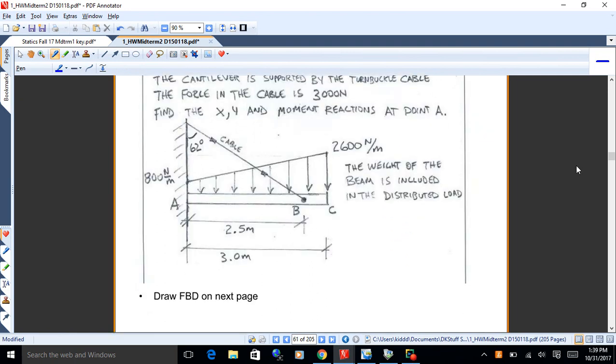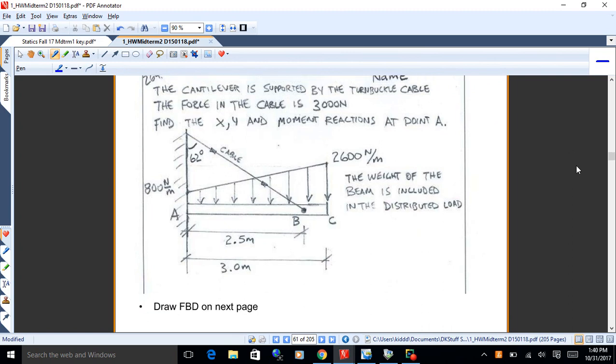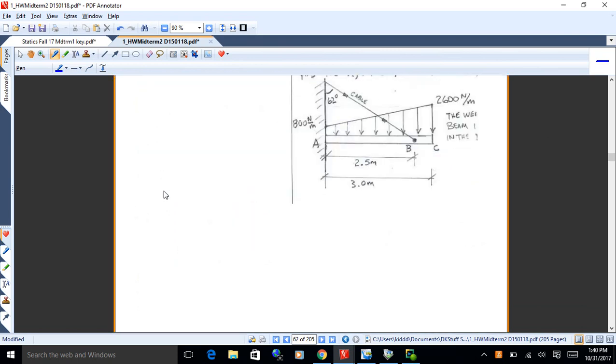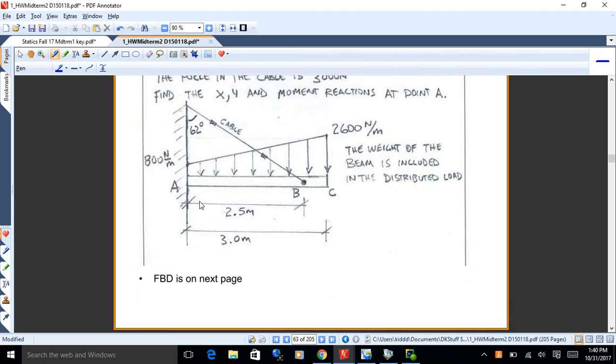Okay. The other one's a little bit more involved, perhaps. What we got there, I don't know, it's not too bad there. We've got a distributed load, a triangle and a rectangle. And then we've got a cable there that's being tightened up. And then we've got the fixed support at the cantilever. All right.